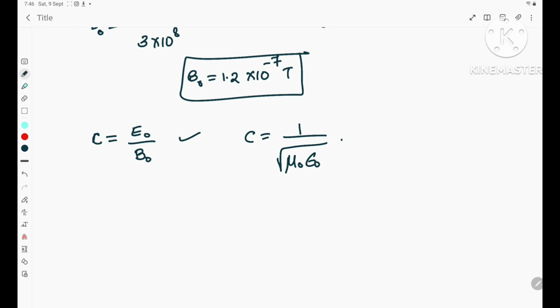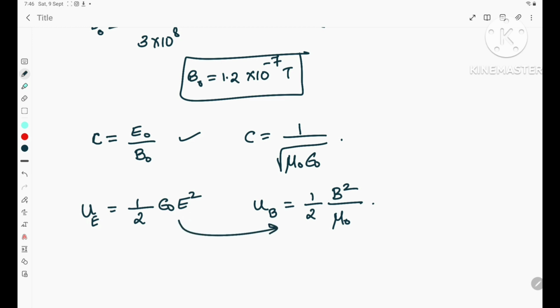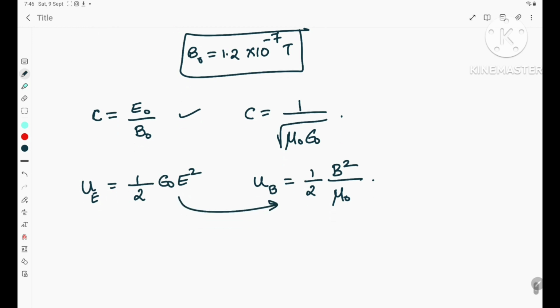And when we try to relate the energy density of the electric field, let us calculate what it is. It is half epsilon naught E square. And the energy density of the magnetic field, that is the energy per unit volume, is half B square by mu naught. So let us try to get from this equation to this equation so that we can prove that they both are equal.